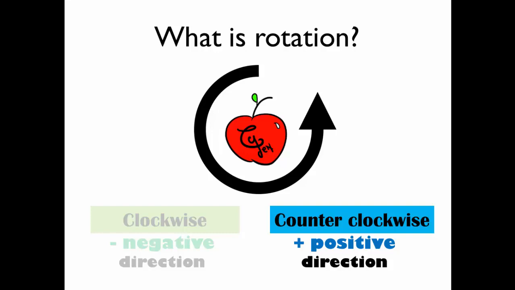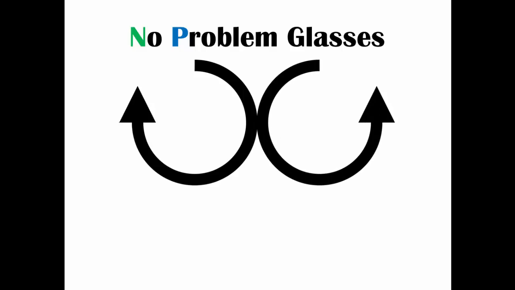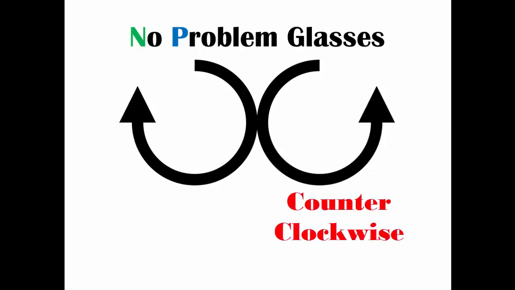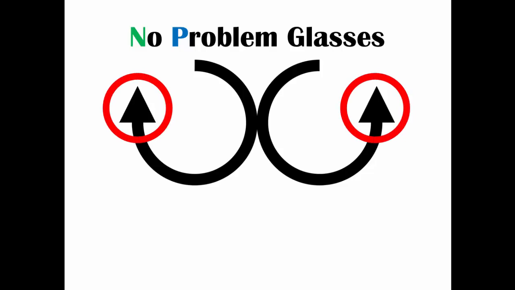But don't worry, I have a way for you to remember this. Let me introduce to you no problem glasses. You will have absolutely no problem knowing which direction your object will rotate. So when you think of glasses, you think of lenses. You will need two lenses in one pair of glasses. So you have the right side of your glasses and the left side of your glasses. Does this look a little familiar? The arrow on the left is going in a clockwise direction, and the arrow on the right is going in a counterclockwise direction. Make sure that your arrows are on the outer side of your glasses.